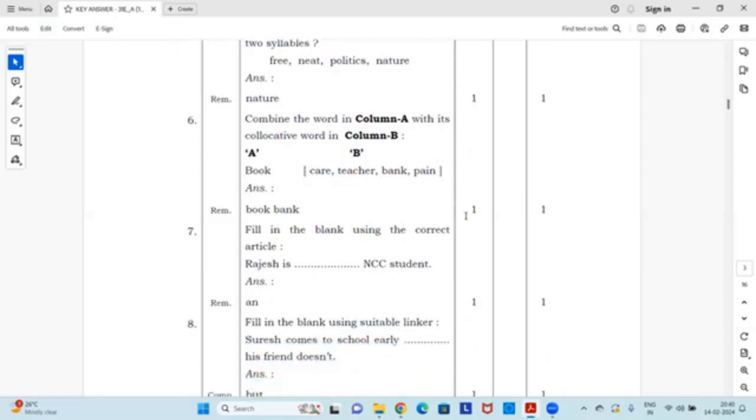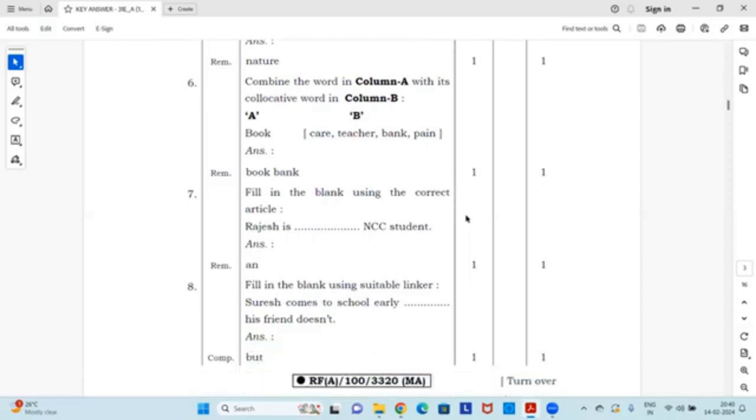Next, combine the word in column A with its collocative word in column B. Collocatives are nothing but compound words that go together, the word which goes along with the next word given in the options. The word is book, and the collocative word for book: care, teacher, bank, or pain. So the right answer is bank. So the word will be bank from the options.